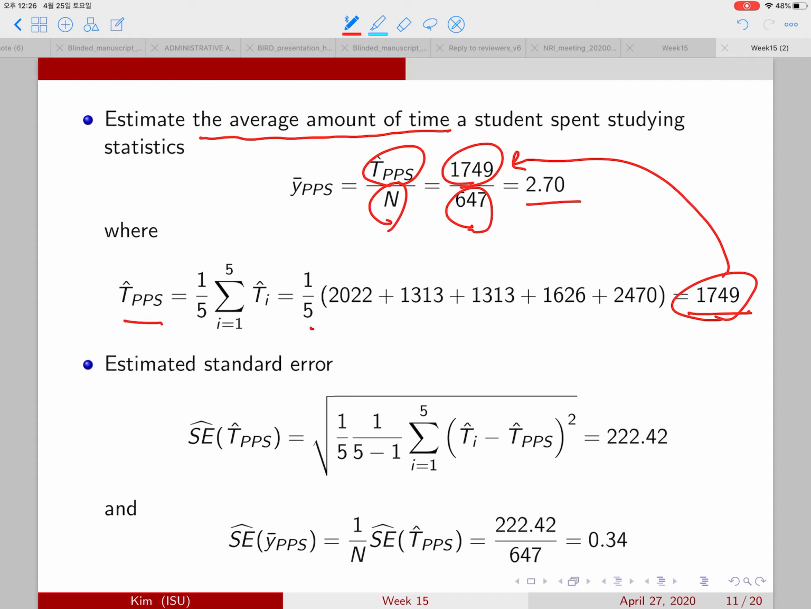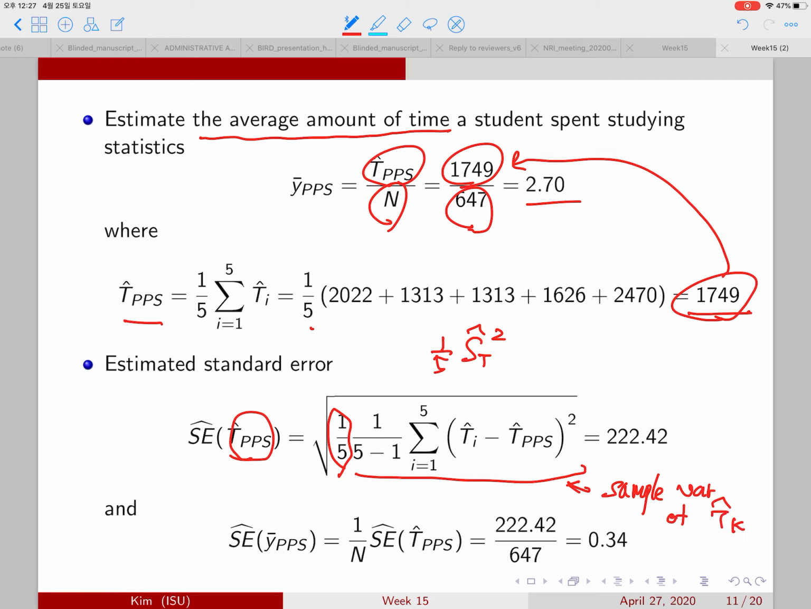So that is the estimated mean. And then for the variance and estimated standard error, let's first compute the total estimator. So that is 1 over n times s_t squared, right? So that is 1 over 5 times the sample variance of T hat k. And then you take the square root, and for the standard error of the mean we divide by capital N, which is 647. So this is your standard error.